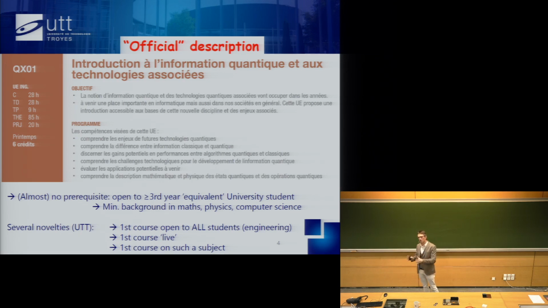But it's not targeted for physicists, it's not targeted for computer scientists, and it is not targeted for mathematicians. In terms of experimentation, there are several novelties in this course. The first one is that it's the first course open to all engineering students of the UTT, which is for us a first, in a sense that usually scientific courses are more for applied mathematics or computer science or physics, but this one is supposedly for everyone, or accessible to everyone.